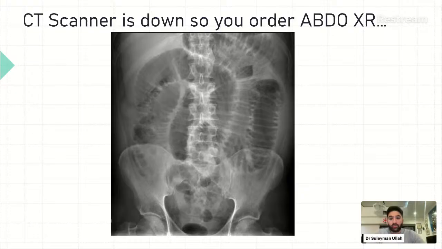So what we can see, I'll wait for you guys to answer as well, but what we can see is these dilated loops of bowel. I think we'll hopefully have someone comment on what type of bowel is dilated and how you can tell what type of bowel this is. There's a clear distinction between a large bowel obstruction and a small bowel obstruction, which we'll get into on the next slide.